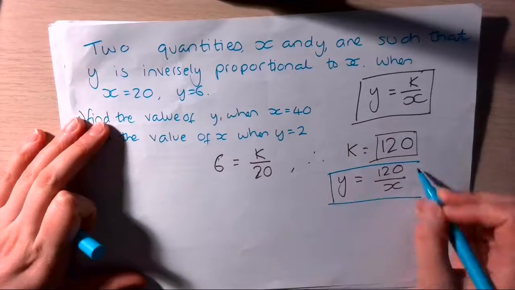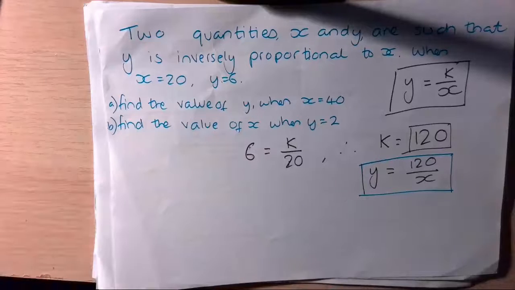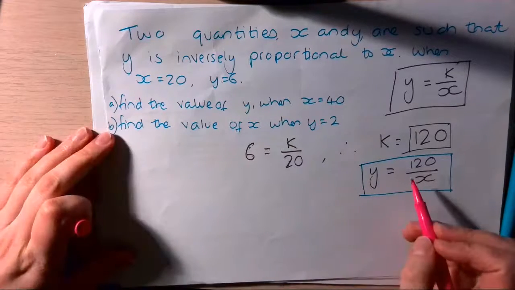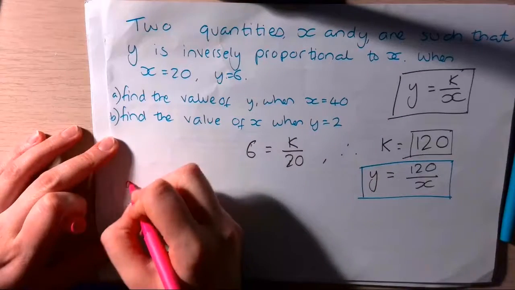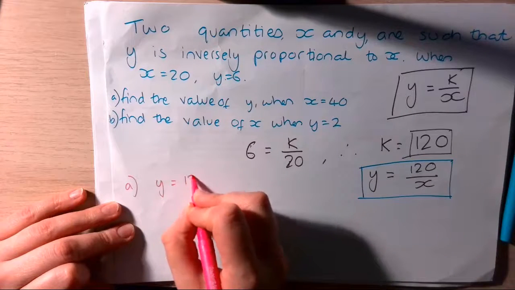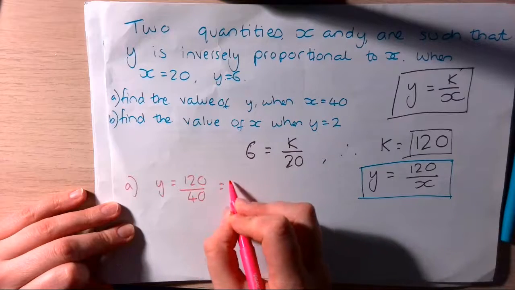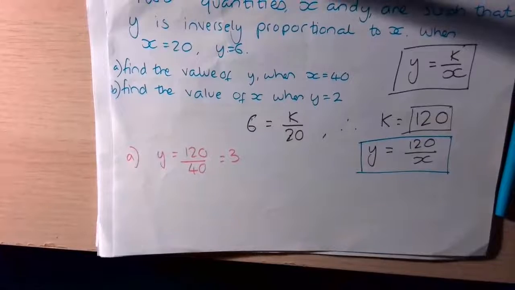Now we've done that, we've just got to work out the answers. So for part A, find the value of y when x equals 40. That's a nice one, because we're already looking at y being the subject. So for A, we're just going to plug this in. We're going to have y equals 120 over 40, which is 3. So that's the first one, easy, should be happy with that.